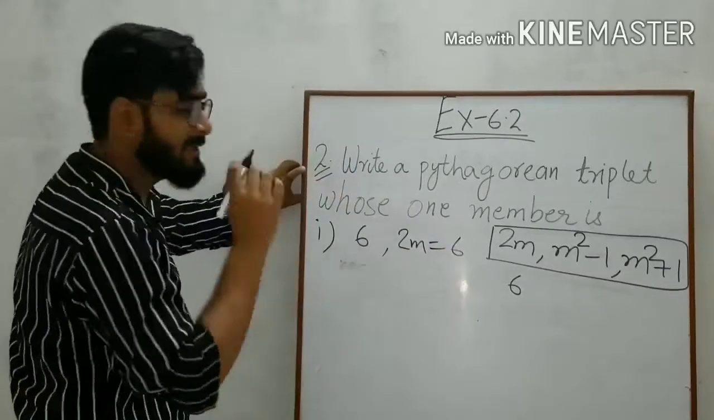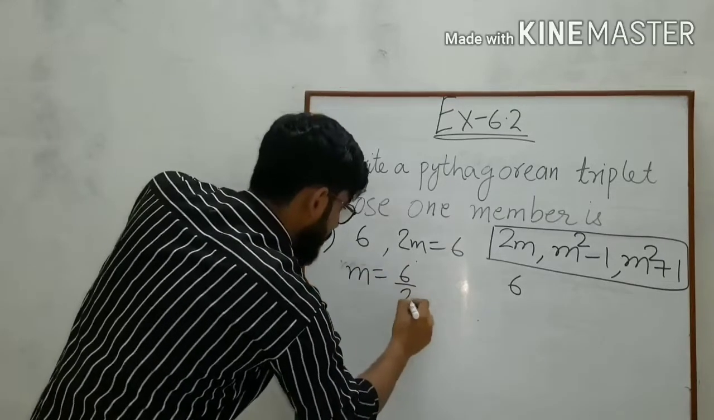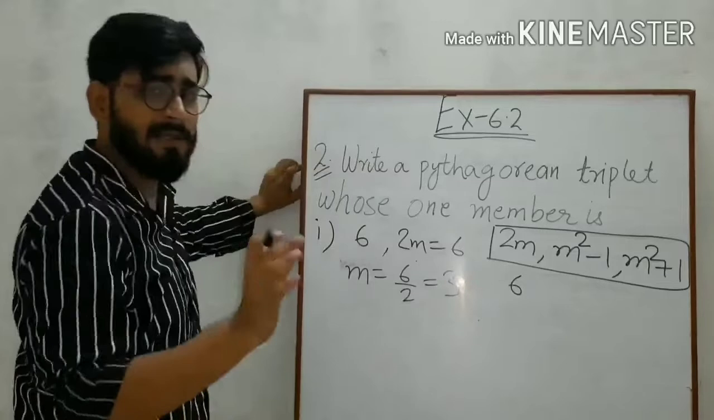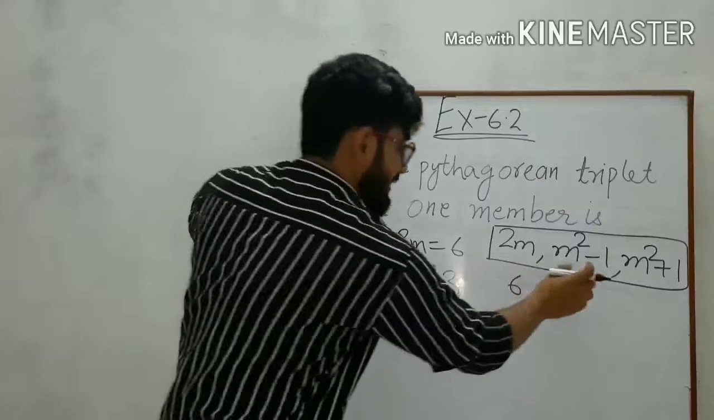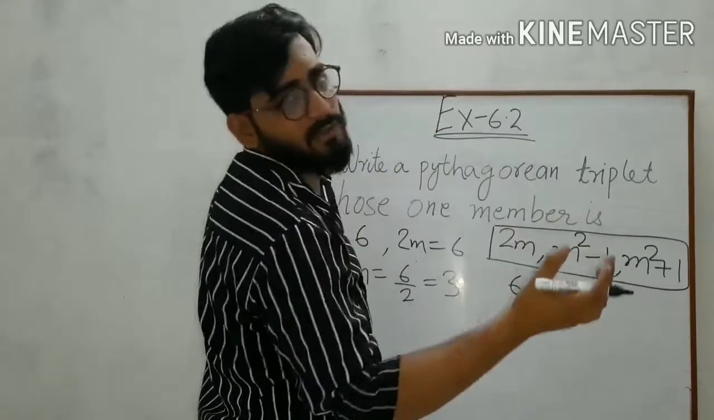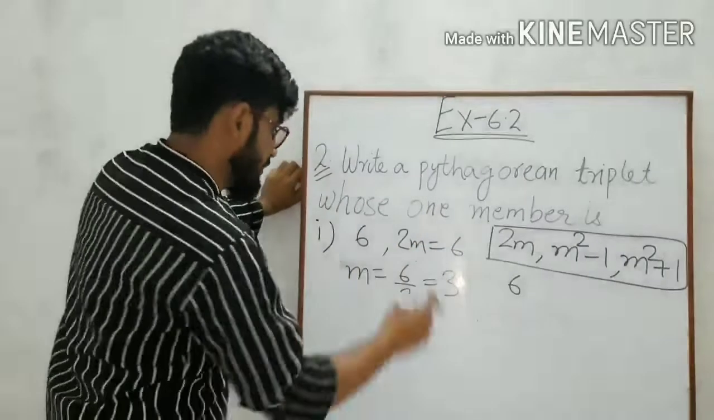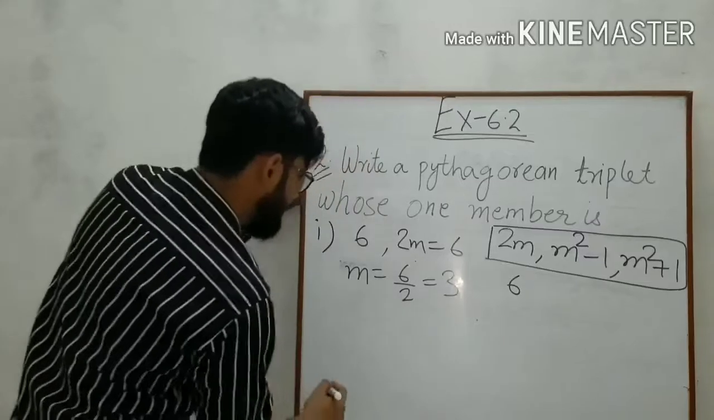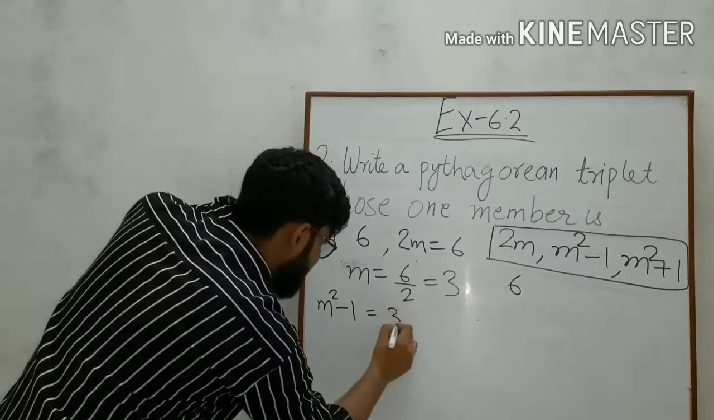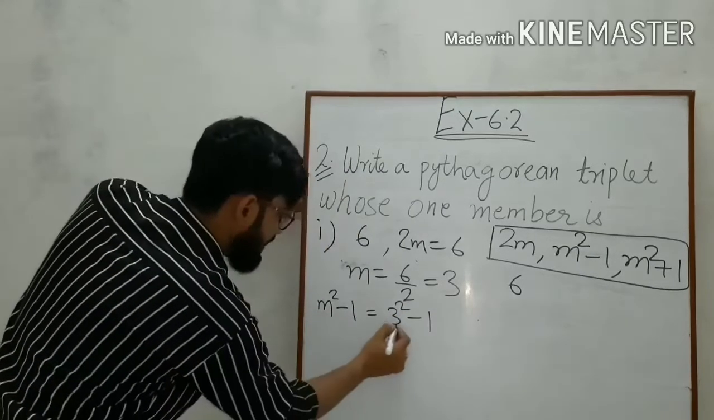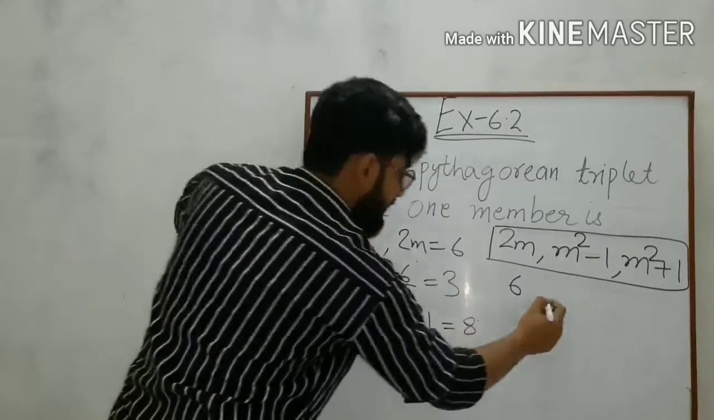So when you calculate the value of m with this, you will get m is equal to 6 upon 2, which is equal to 3. So you get the value of m now. Now we will put this value of m in the other two, that is m square minus 1 and m square plus 1. Then we will get the other two members also. So m square minus 1 will be 3 square minus 1, and we know 3 square is equal to 9, 9 minus 1, 8. So you get one more member, that is 8.